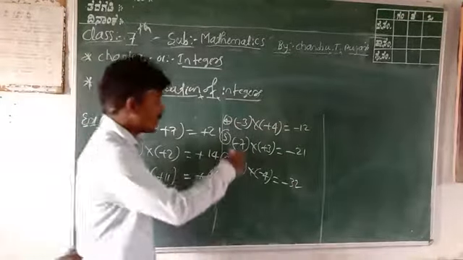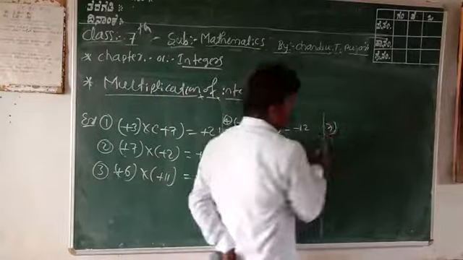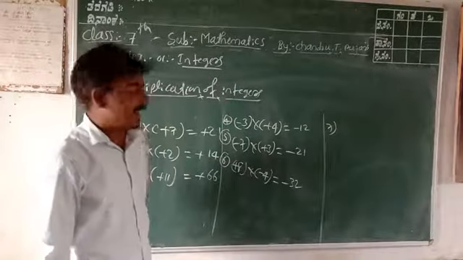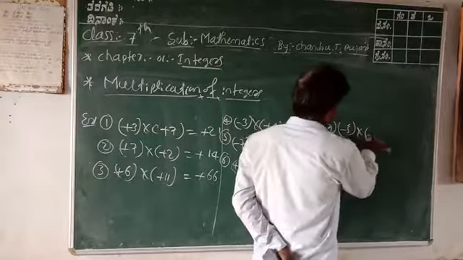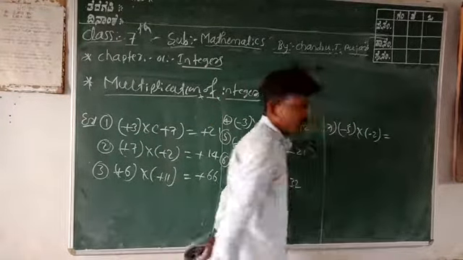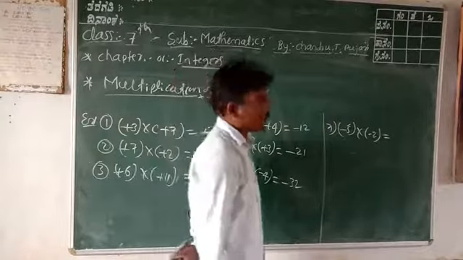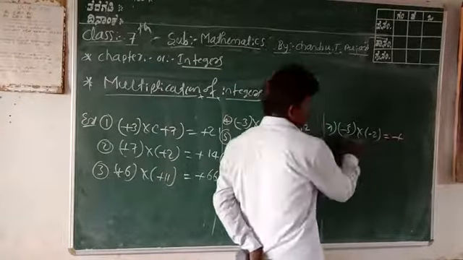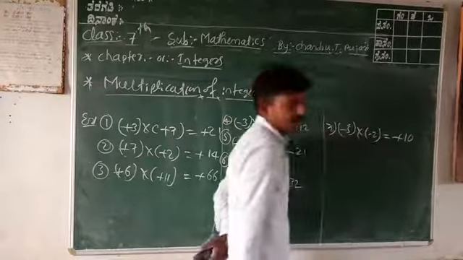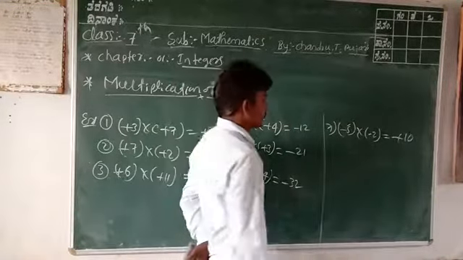Okay. The next one, the seventh example, is where both are negative integers. For example, minus 5 into minus 2. Both negative integers, the product is plus. Minus into minus is plus. 5 2s are 10.